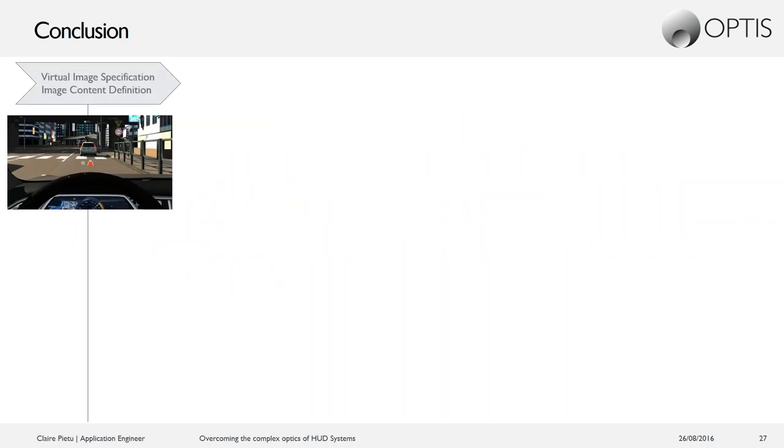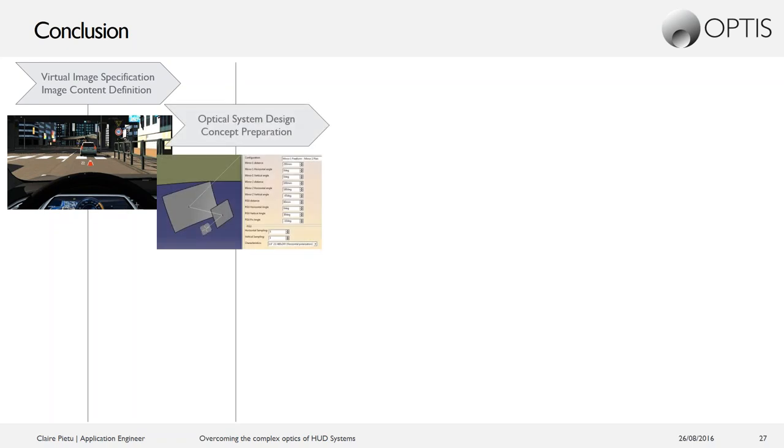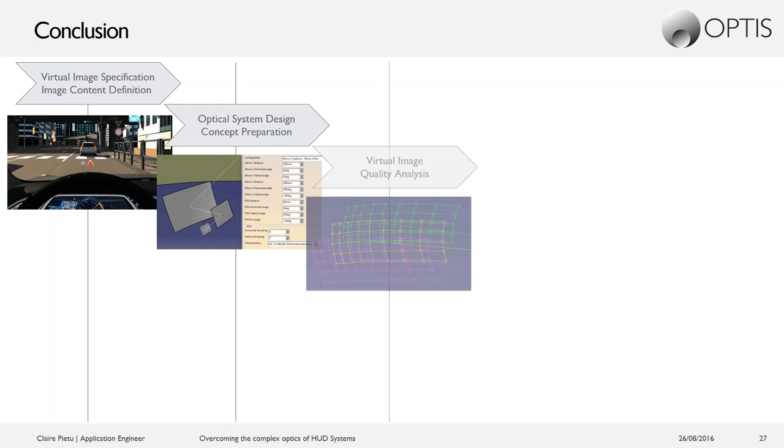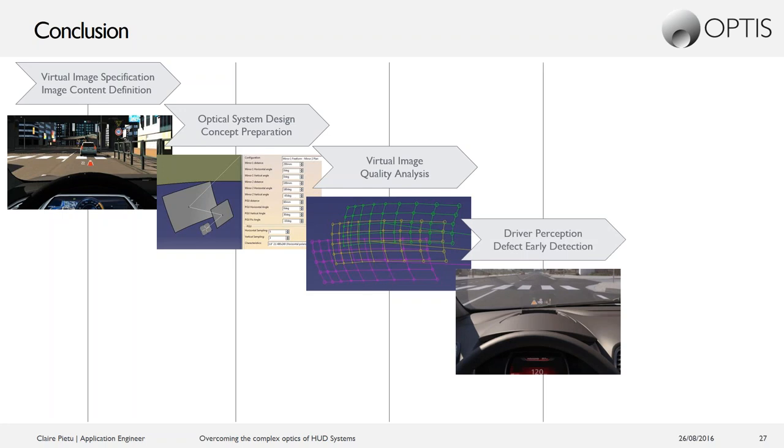So as a conclusion, we address the needs in terms of design, analysis and experience all along the design process that I showed you in the intro. First, we have a driving simulator to specify parameters and investigate how the driver will react in different scenarios. Then we can actually design the optical system. Then we can virtually analyze the system with the optical analysis. We can simulate the driver perception to see what you would actually see in the real car.